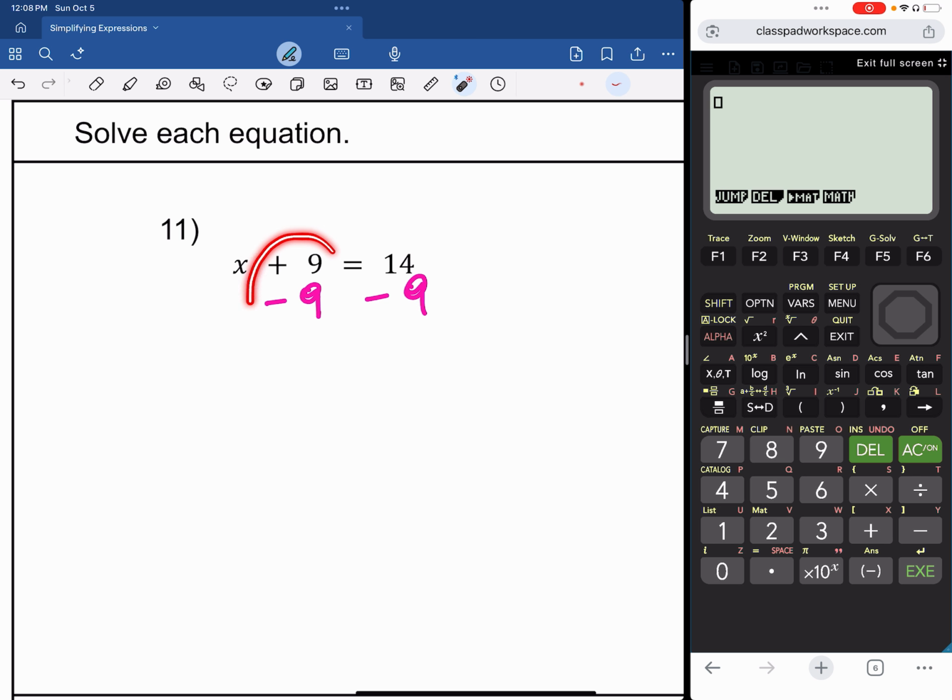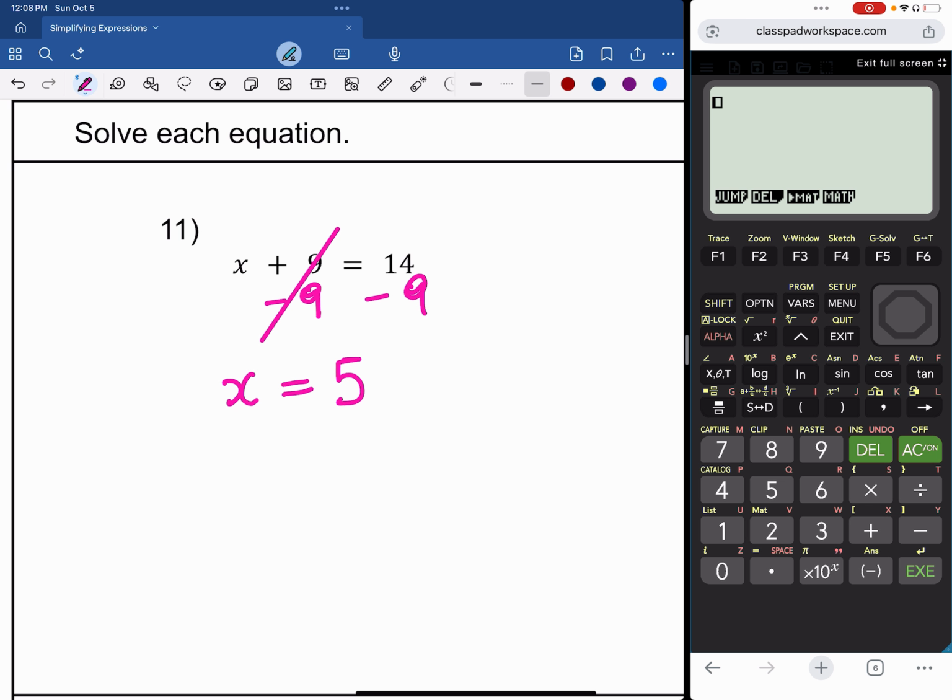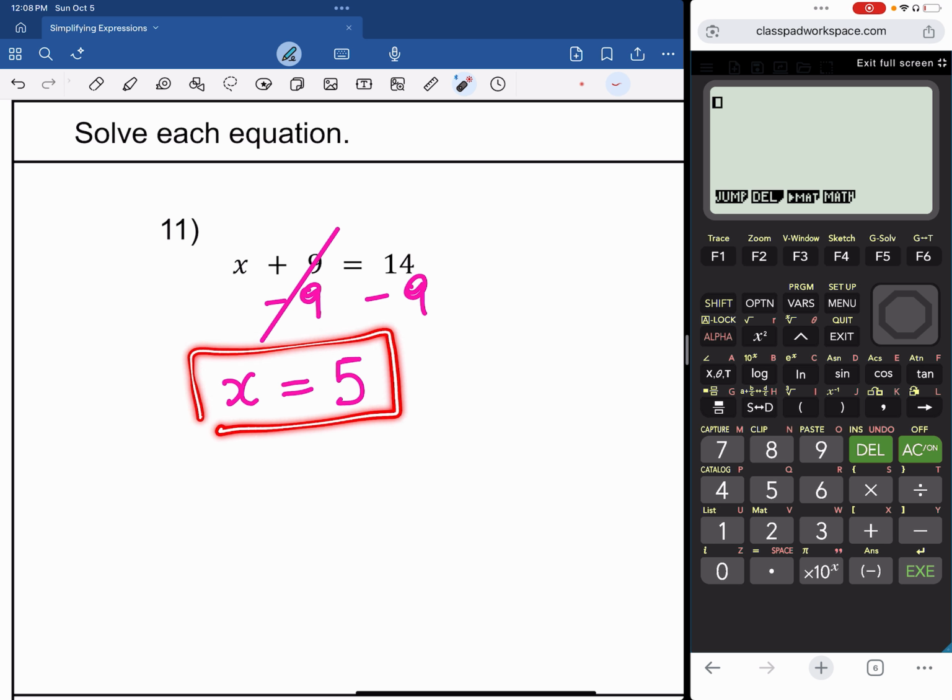Now, 9 minus 9 is just 0, so that's going to cancel out. We don't need to rewrite it as 0. We know it's going to cancel. Then I'm just going to drop down the x and rewrite it. X is equal to, and then 14 minus 9 is just 5. And that's my final answer. X is equal to 5.